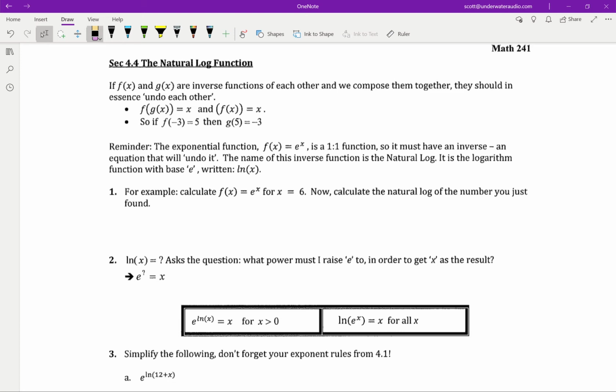All right, section 4.4, the natural log function. So in the previous couple of sections, we talked about the function e to the x. The natural log and the e to the x function undo each other, they're inverses. So for example, if you've got the function f of x equals e to the x, and I say plug in 6, so f of 6 equals e to the 6th, which is roughly, let's see, need a calculator for that.